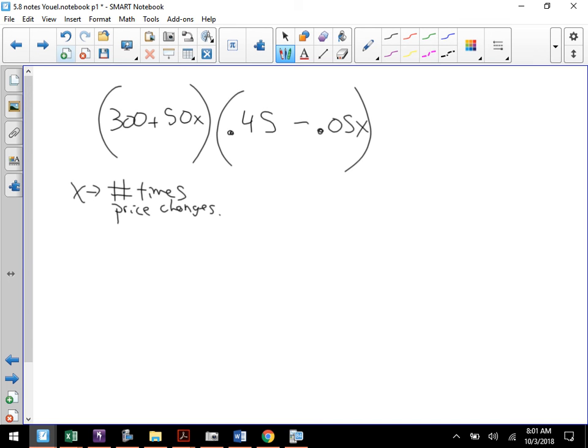See how that works? That's what that X represents, the number of times something changes. Not so much price change, just things change. Think of it that way because they're different to each other.